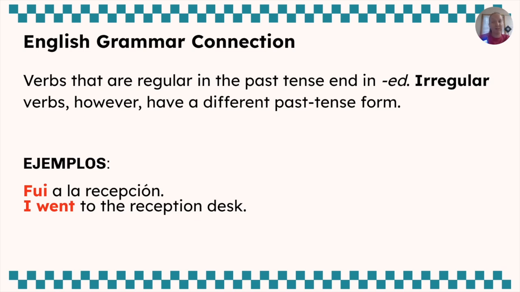We have irregular verbs in English, and we have irregular verbs in Spanish. An example of an irregular verb in English is go. When we put go into the past tense, it doesn't look like go anymore. Instead, it changes to went. I went to the reception desk. The verb for go in Spanish is ir. Ir, when we put it into the past tense, becomes fui, to say I went.